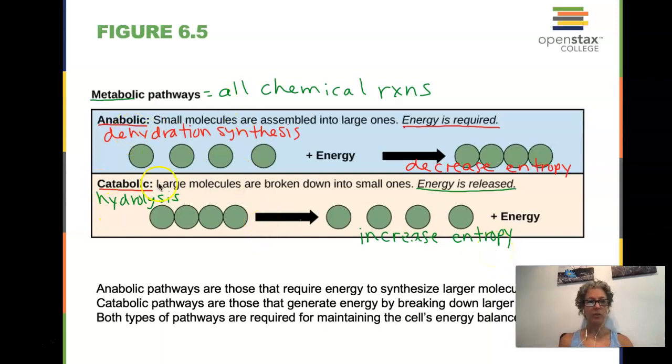To remember the difference, which one's anabolic, which one's catabolic, I learned it because catabolic has the same prefix as catastrophe. Things are falling apart. And so anabolic's the other one. But you may also have heard the term anabolic steroids. So hormones that can be used to bulk up, to build bulk. So anabolism, you get bulky. Catabolism, things fall apart.